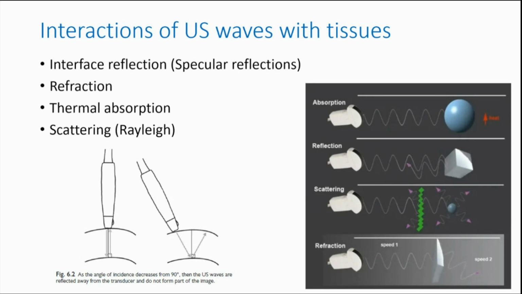Some of the tissue structures which are very much smaller than the ultrasound waves, less than 0.1 millimeters, for example, may sometimes be seen scattered and produce a speckled appearance on the ultrasound image. So this is known as Rayleigh scattering, but they do not form part of the true image actually.